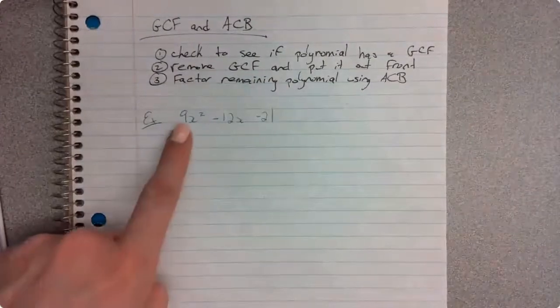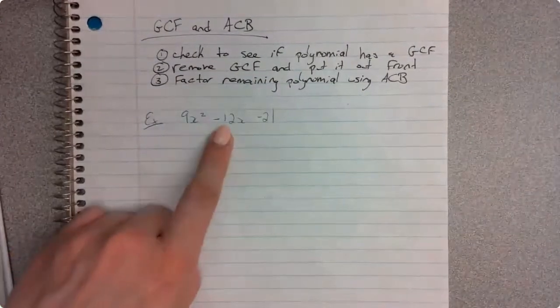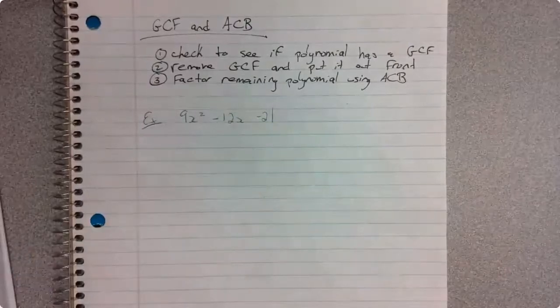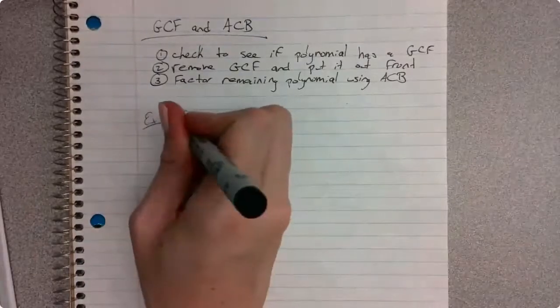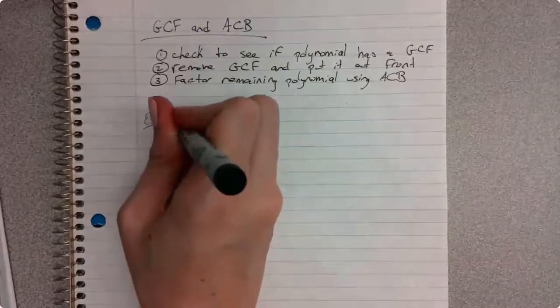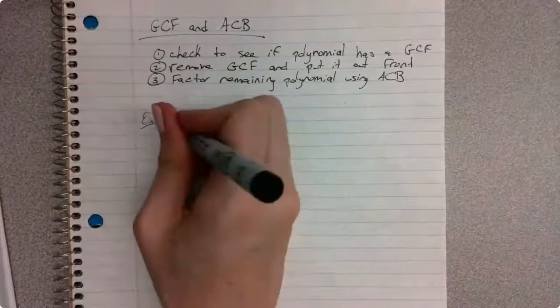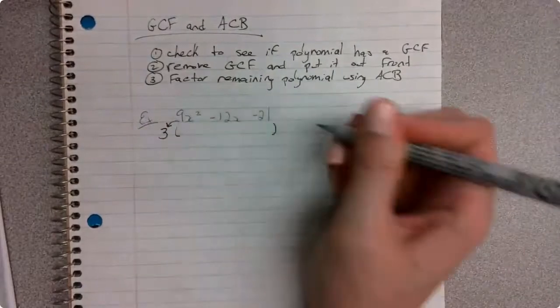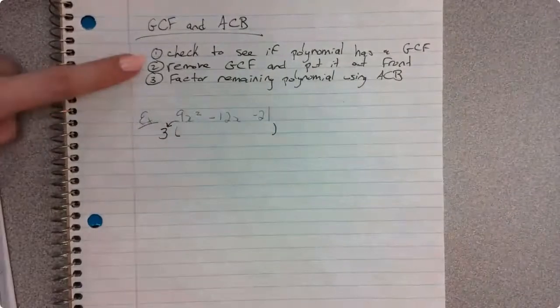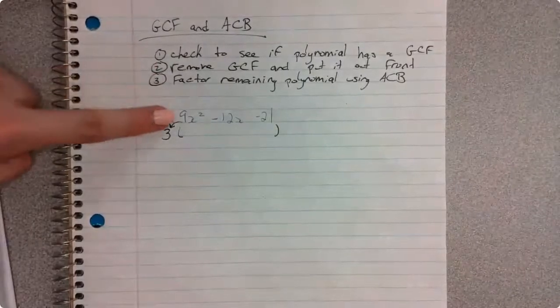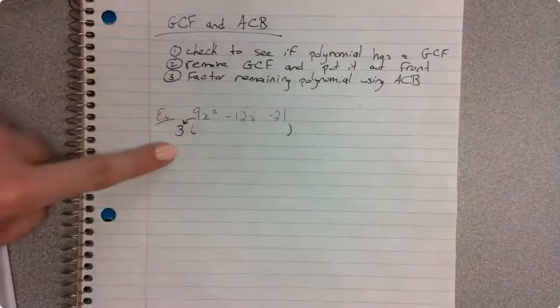If we look at 9, -12, and -21, we should see if there is a number that we can divide all of those by. And there is. They're all divisible by 3. So I am going to take out a 3 as my greatest common factor and then write what's left over. So I'm removing my greatest common factor, which means I have to divide my original polynomial by that factor.